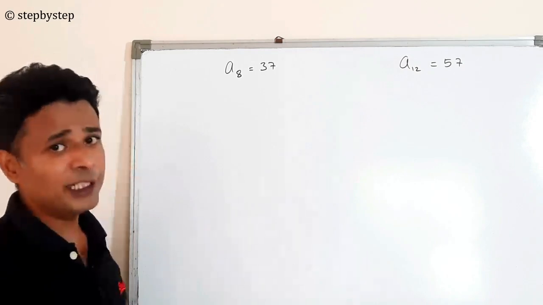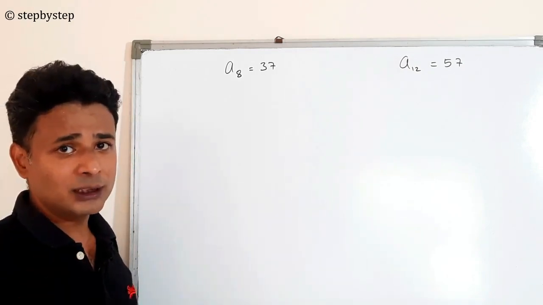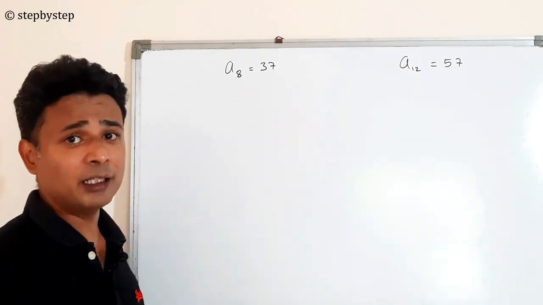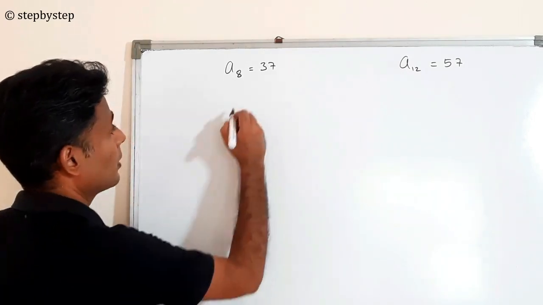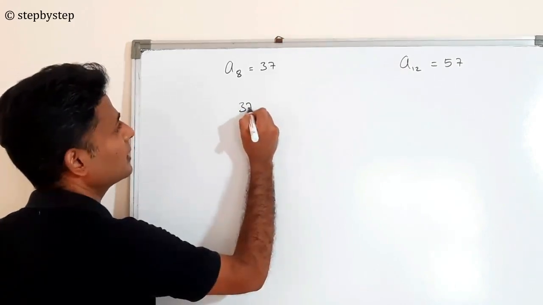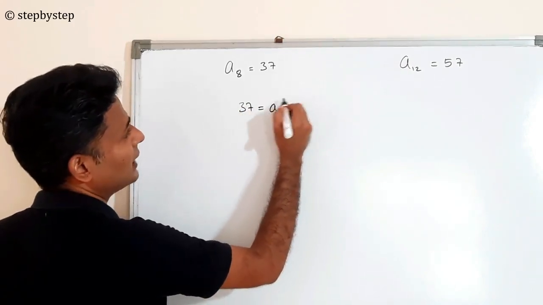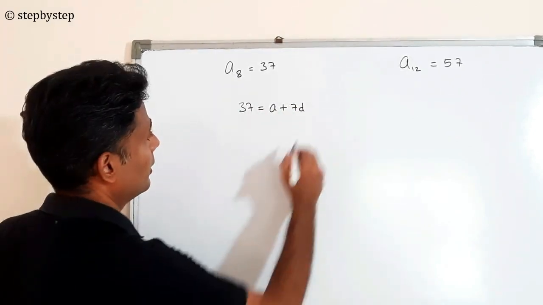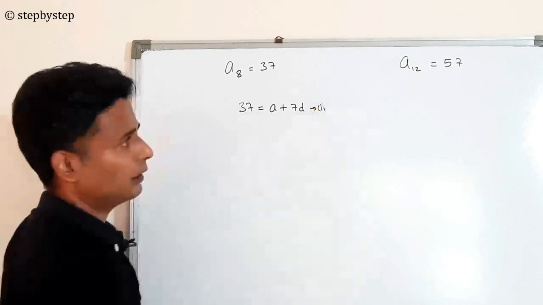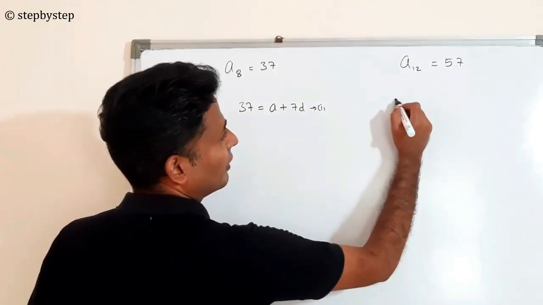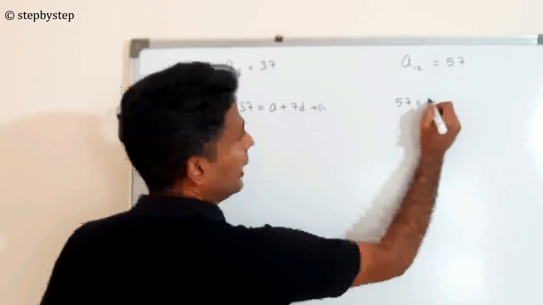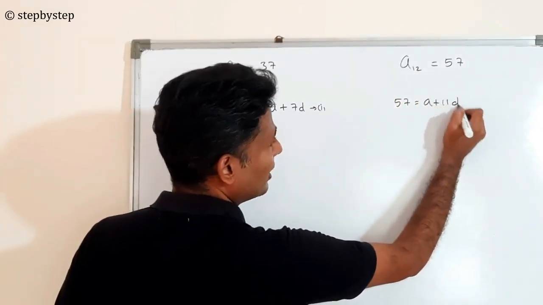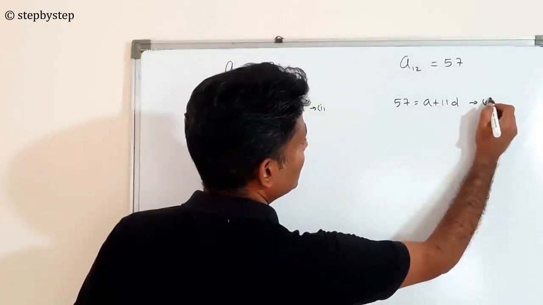Now to find the terms we need to know A and D. So there are 2 unknowns, we need 2 equations and we've got 2 conditions. So we can make 2 equations. So A of 8 equal to 37 means 37 is equal to A plus n minus 1, that is 8 minus 1, 7D. This is our first equation. A of 12 is 57, which means 57 equal to A plus n minus 1, that is 12 minus 1, 11D. This is our second equation.